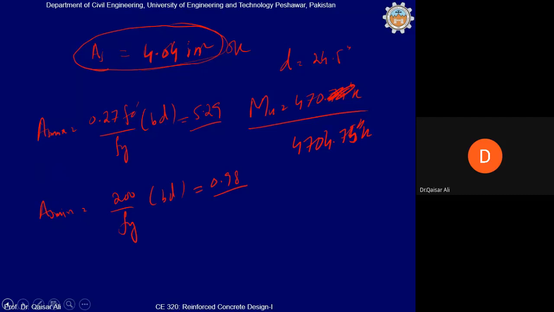After this, calculate the number of bars. If we are using number 8 bar for example, 4.04 divided by 0.79, how many bars will be required? 6, sir. Sir, this is coming to 5.11, so what will we take, 6? Yes, we will take 6, we should take more. Sir, it will always be rounded up. Yes, it will be rounded up.